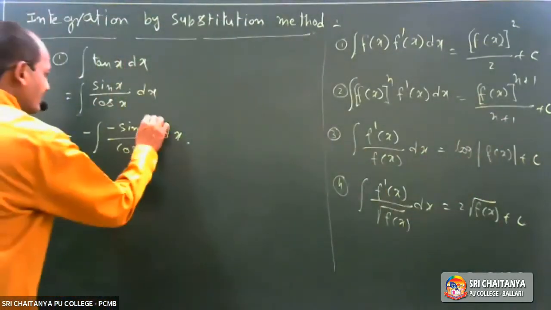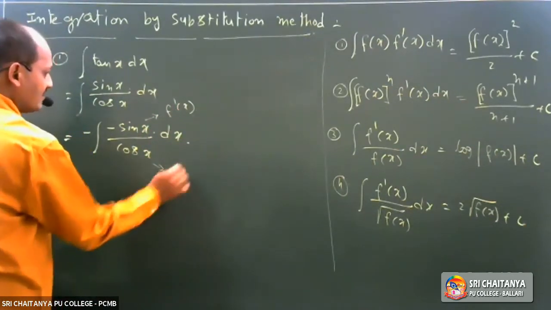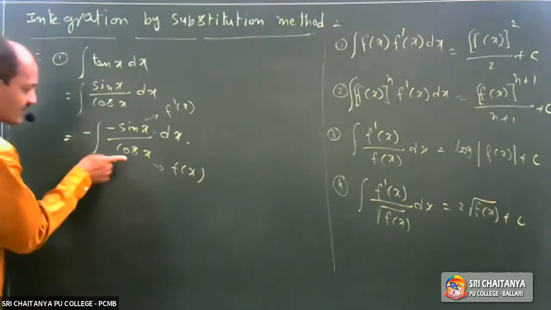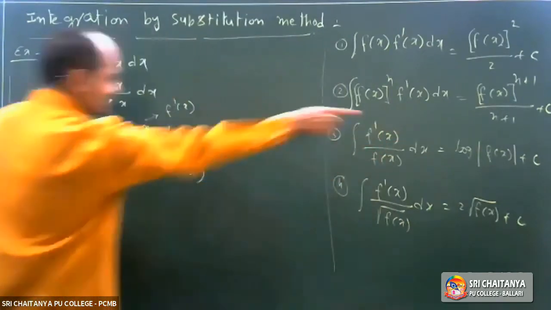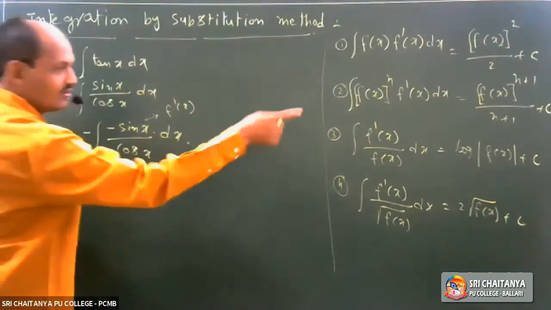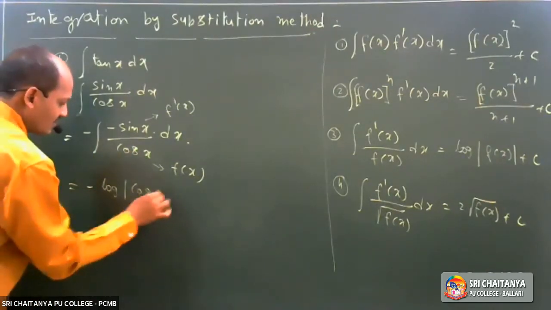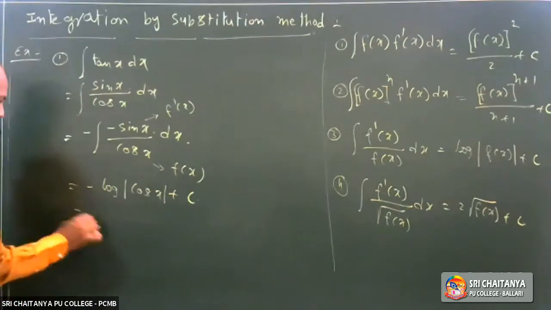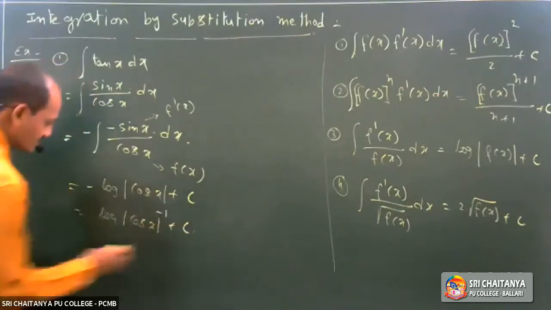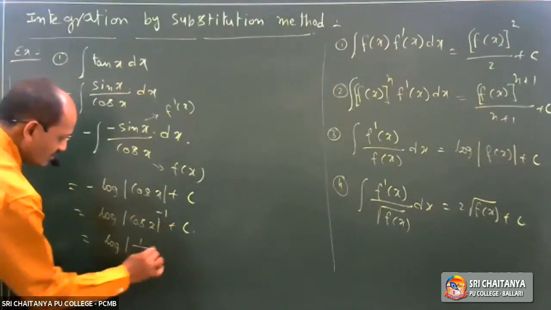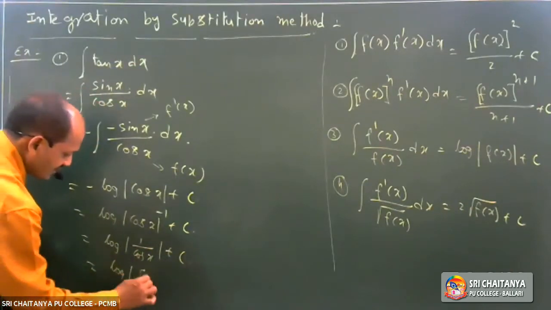So the numerator term we consider as f dash of x, and the denominator term is f of x. Derivative of cos is minus sin. So by the formula for integral f dash of x by f of x, it is log mod cos x. So minus log mod cos x plus c, or log mod cos x whole power minus 1 plus c. It is log mod 1 by cos x, which is also log mod secant x. Both are the same.